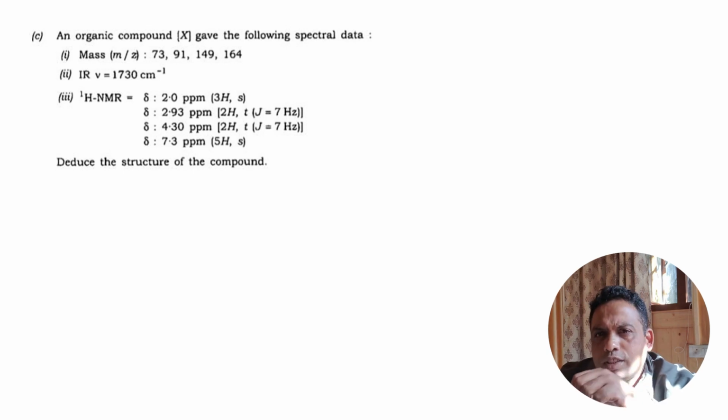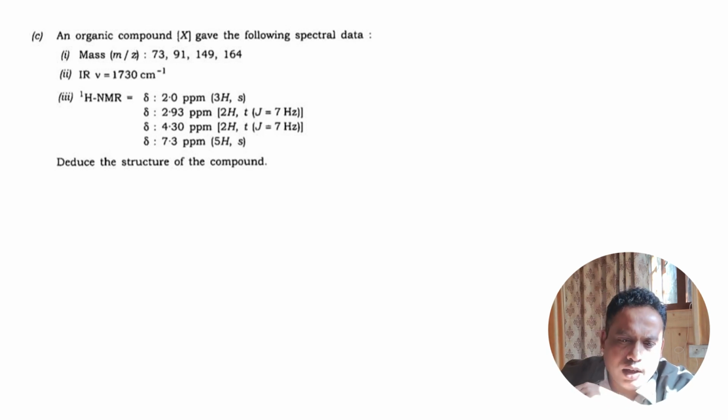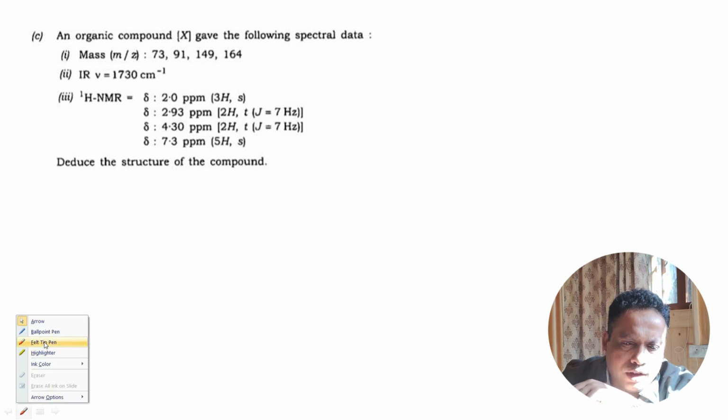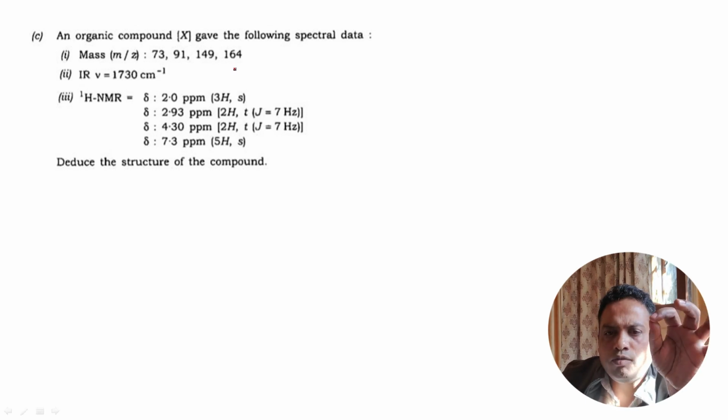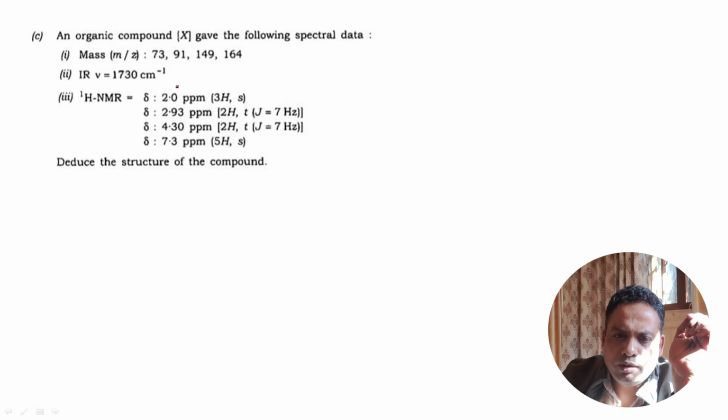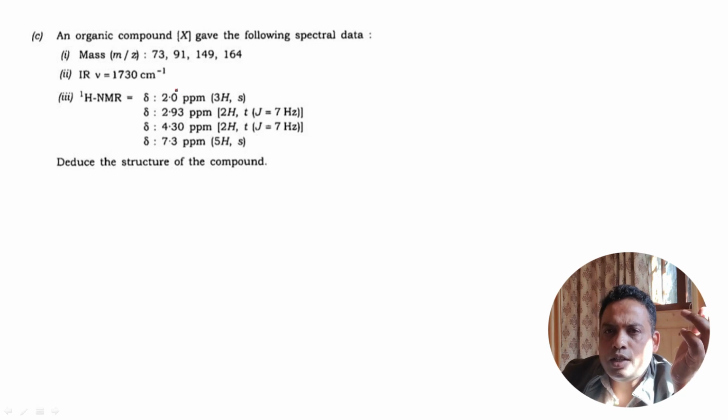So let's see what the problem actually is. Let's focus on my computer screen, guys. You can see what is written here. An organic compound X gave the following spectral data, in which you have been given the mass spectral data, four fragments corresponding to 73, 91, 149, and 164 m/z units. And then you have been given IR data corresponding to 1730 cm inverse.